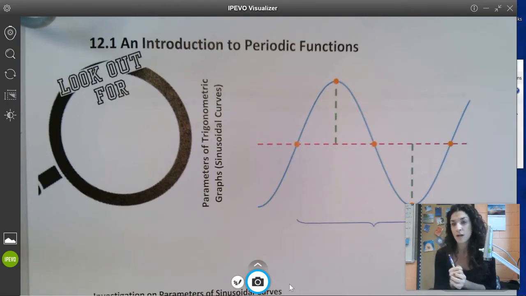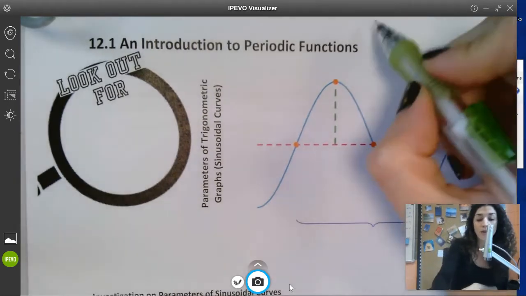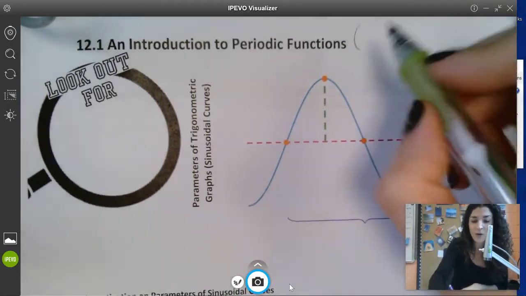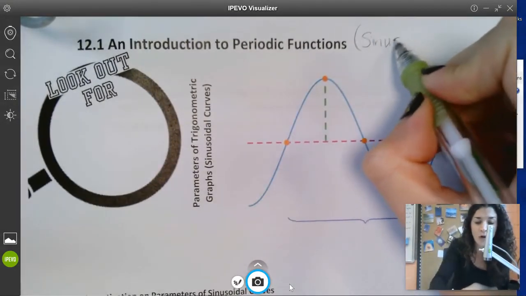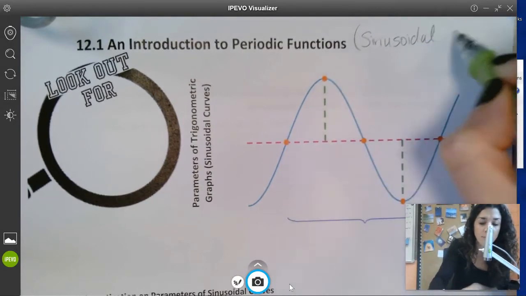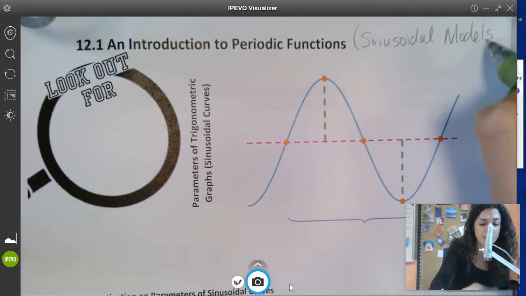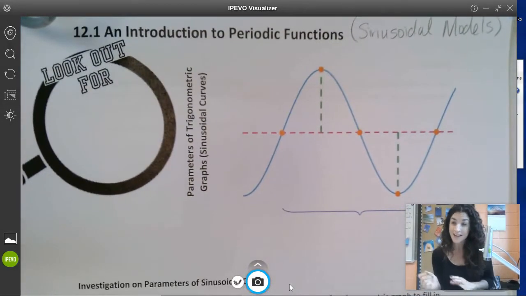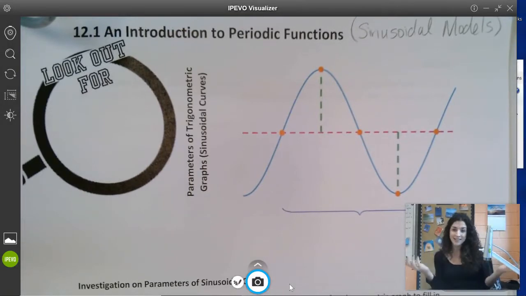We only will be doing sine and cosine in this unit. Because it's sine and cosine, we also call them sinusoidal models. And you'll hear me say that a lot because it's a fun word. So why would I not say it a lot? And also because that's technically what it's called. Periodic functions, sinusoidal models, they are functions for trigonometry.